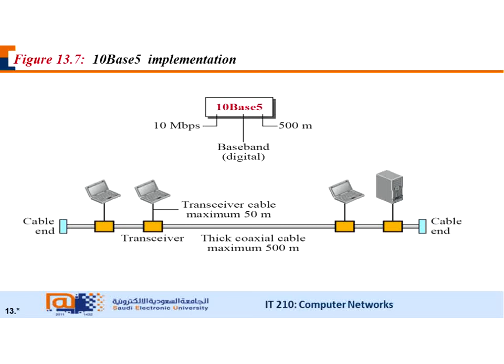Now we will discuss these implementations one by one. So the first one was the 10Base5 implementation. This implementation is also called thick Ethernet or thicknet. This name, thick Ethernet or thicknet, is basically derived from the size of the cable.